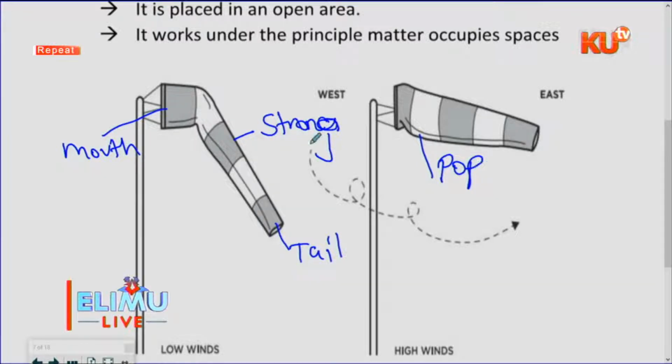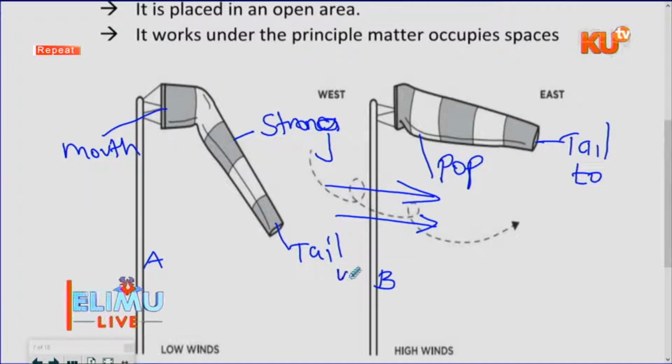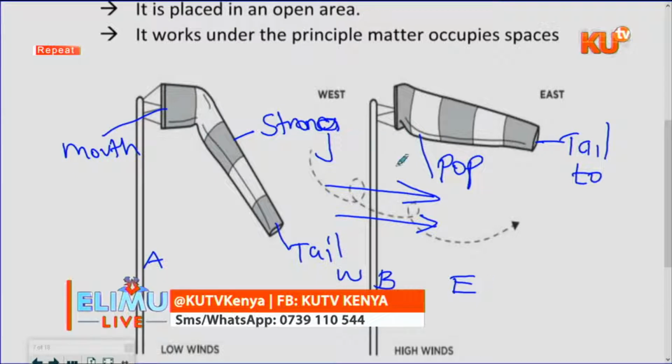Now looking at our second diagram, so we have diagram A and we have diagram B. We can use diagram B to show the direction of the wind. Now, where the tail of the windsock points, it shows the direction where the wind is blowing to. So in this case, the wind is blowing from this direction. So if this is west and this is east, we can say that the wind was blowing from west to east. That is how a windsock can be used to show direction.